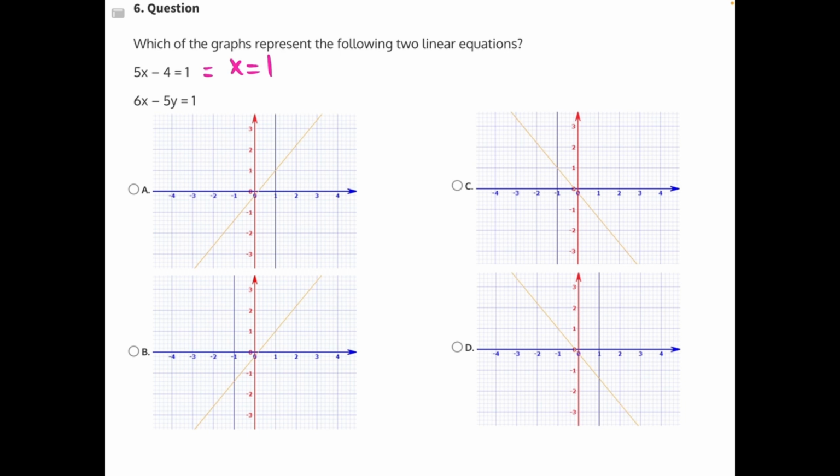So we should have a straight line going up and down through x equals 1, which is true in this graph and true in this graph. So we can eliminate answer choice C and answer choice B.